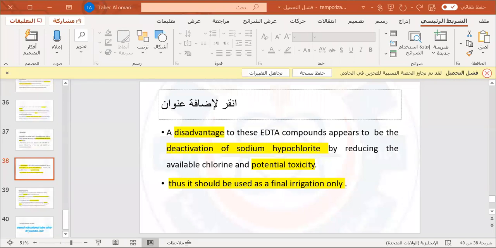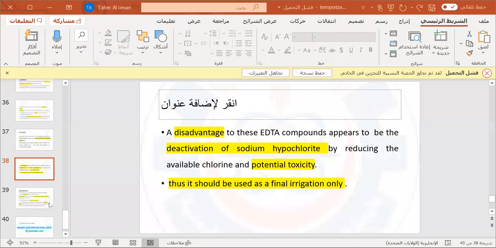So while we are doing the cleaning and shaping, we clean with sodium hypochlorite only. At the final, when we are ready before obturation, we do one shot of EDTA and we activate the EDTA, and then we rinse it with sodium hypochlorite and finally with normal saline, and we can obturate.